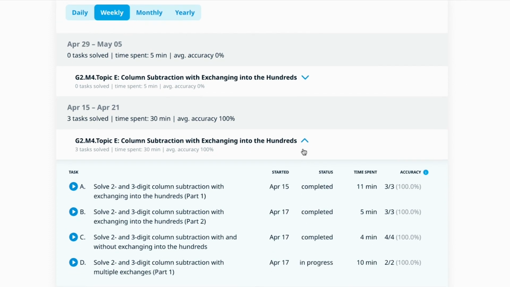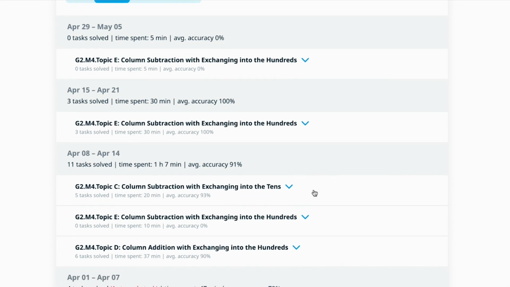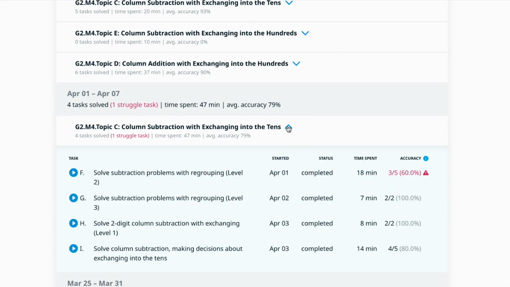Also, be on the lookout for struggle alerts. Those are going to be those little red pop-ups like here. These let you know specific skills that Bobby may need more support with.